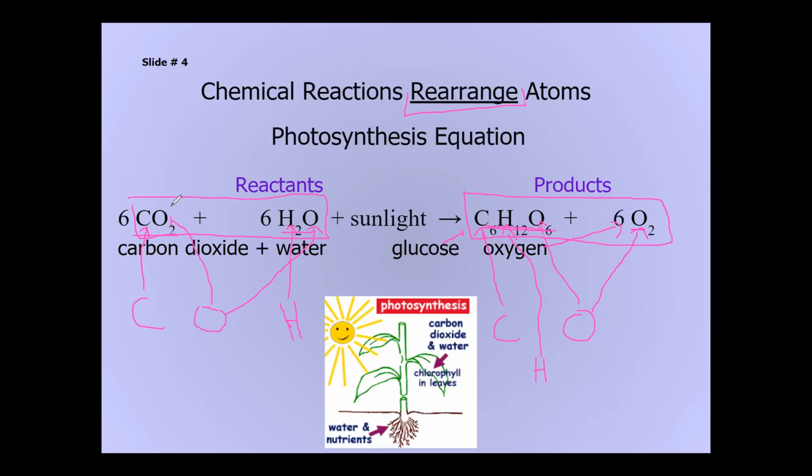Instead of the C just being paired with the O like it was before, now the C and O have some H's with it. And over here, we had some H's with our O. Over here, we've lost those H's, and so now it's just O on its own. Same atoms, same elements on either side, just rearranged into different substances. So by moving all those H's in with our carbons and oxygens, we got glucose. And by taking those H's away from the water, we ended up with pure oxygen.